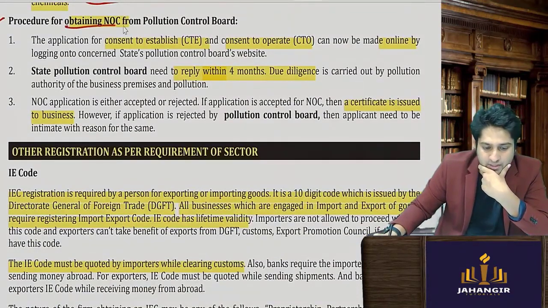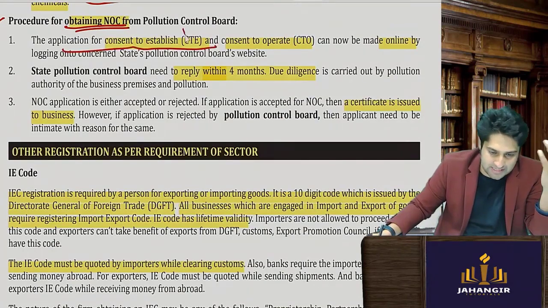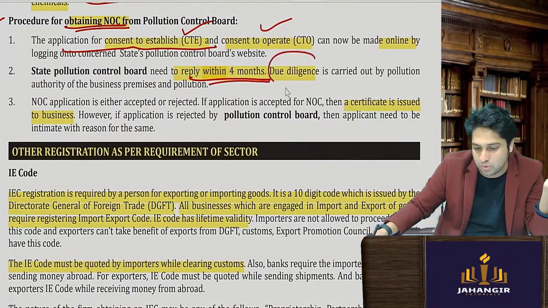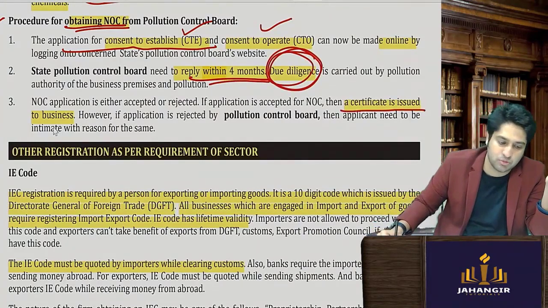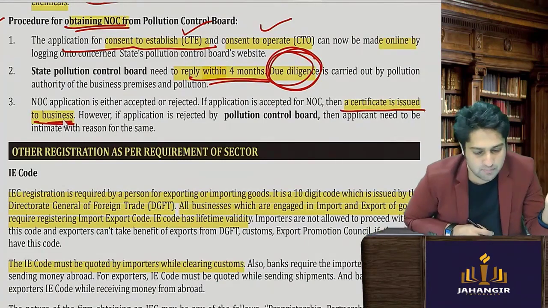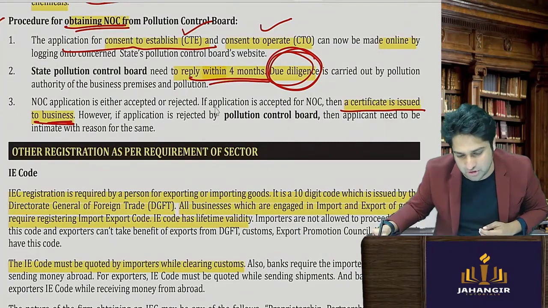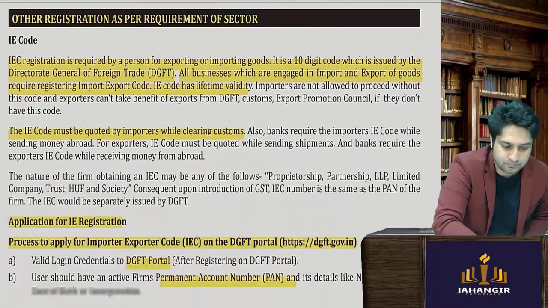So procedure for obtaining the NOC: give an application for establishment for operating. The reply will come within 4 months. They will do a checking, due diligence will be done, and a certificate is issued to the business. If the application of NOC is accepted, then a certificate will be given.